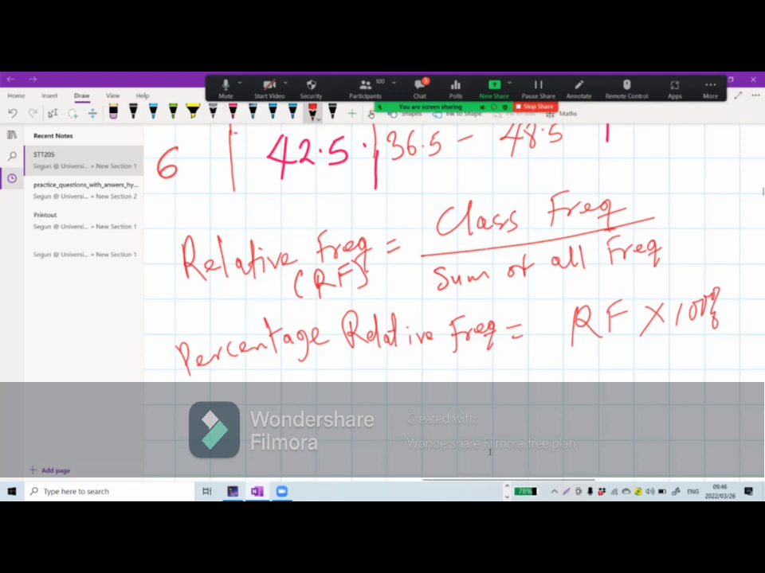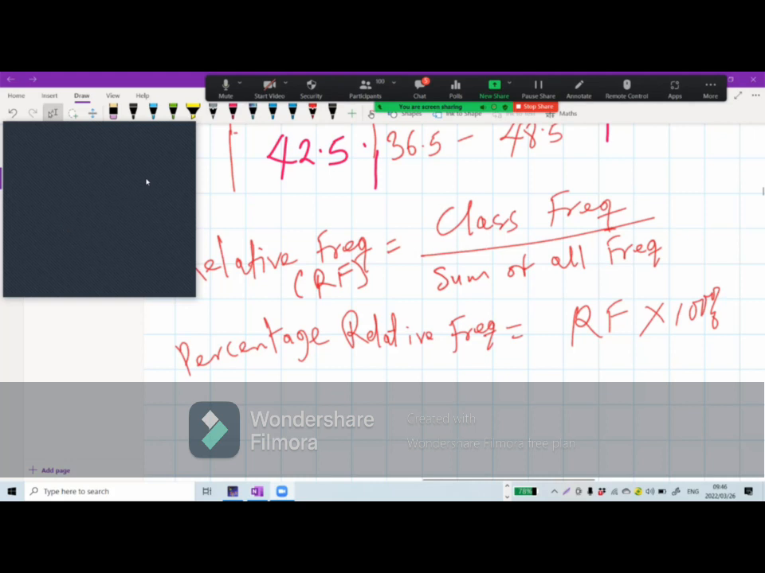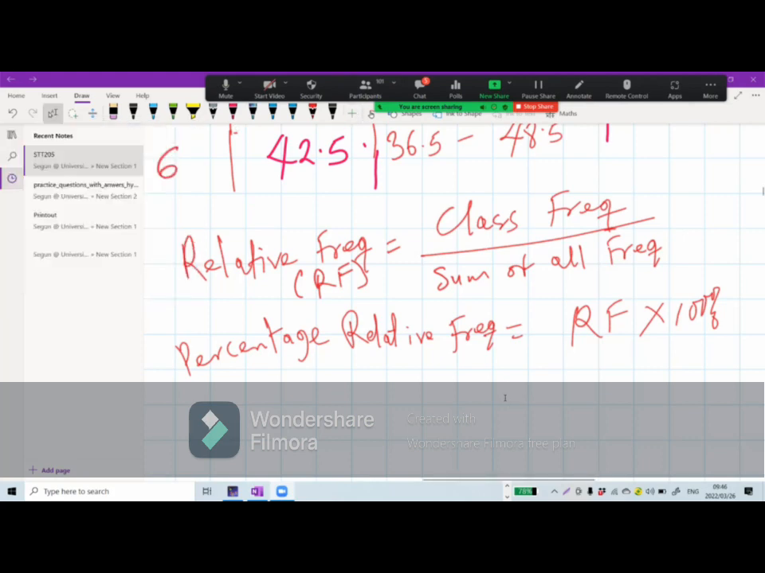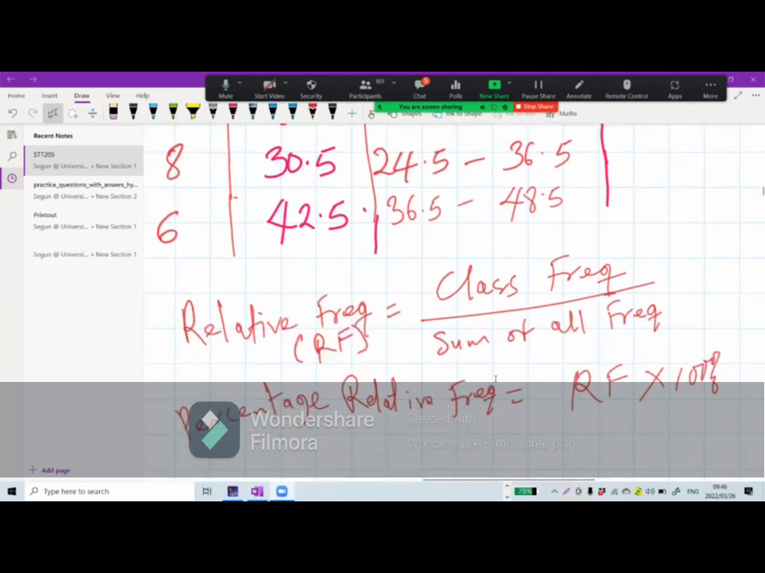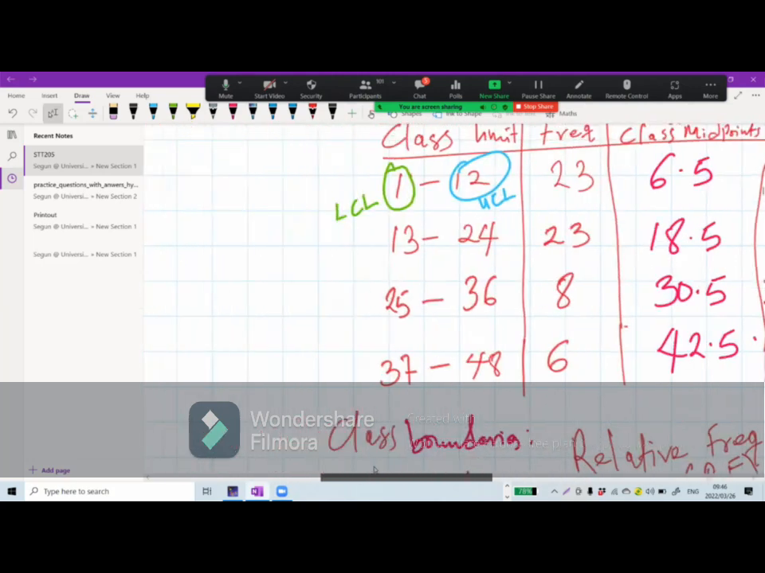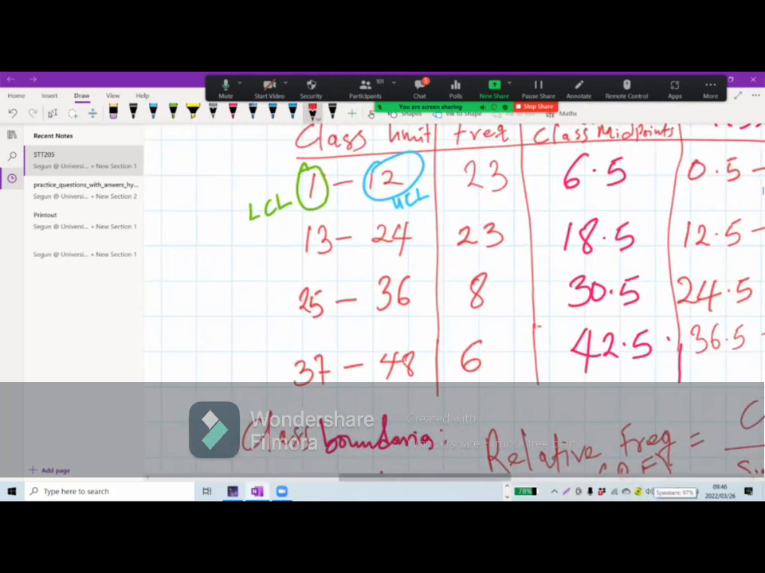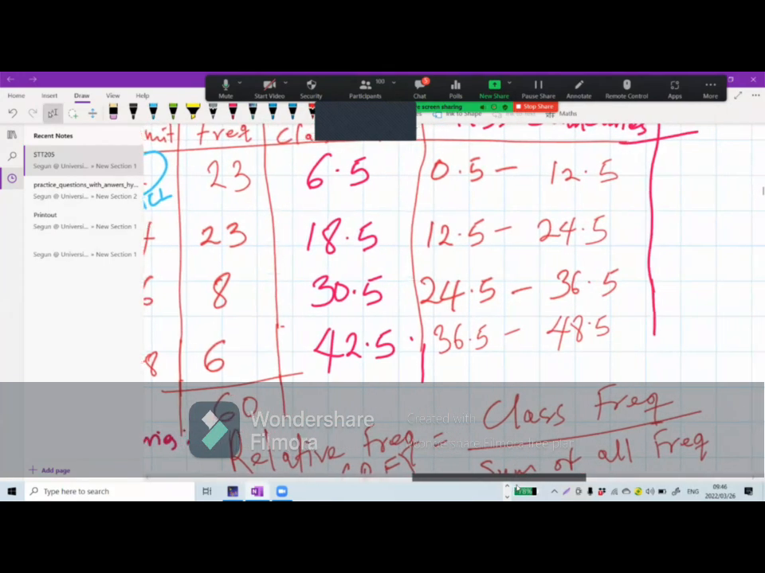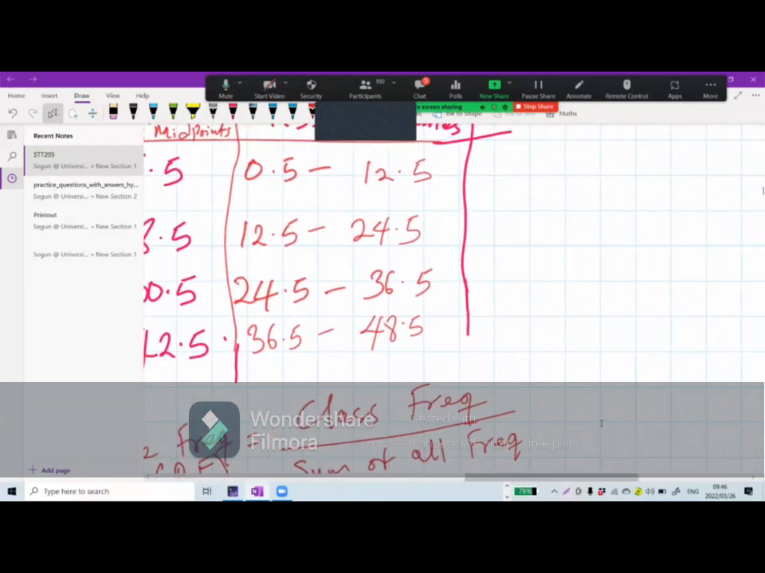So let's continue. From here, we can solve this problem. Let's solve the problem first. The relative frequency is what is the sum? The sum means the total frequency. What is the total frequency here? 60. Now, from the total frequency, the relative frequency for the class 1 is what?